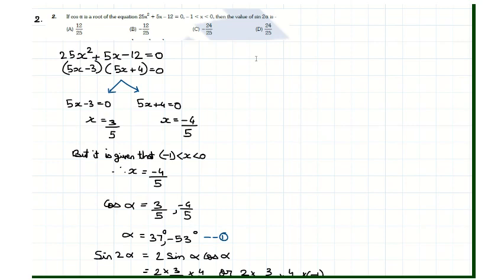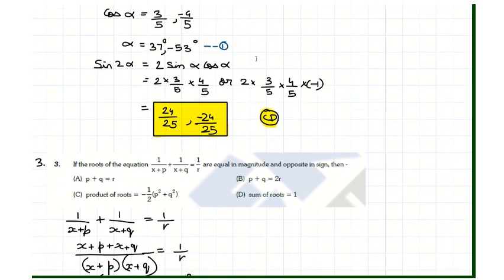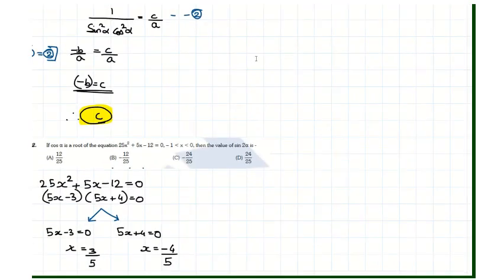Since it is given that x lies between minus 1 and 0, we have only one solution, x is minus 4 by 5. But we can test both the cases for cos alpha. Cos alpha equal to 3 by 5, 4 by 5 for alpha equal to 37 degrees and minus 53 degrees. Sine 2 alpha is obviously 2 sine alpha cos alpha, which would be 2 into 3 by 5 into 4 by 5 into minus 1 or into 1, which gives us 24 by 25 or minus 24 by 25. That is options C and D.